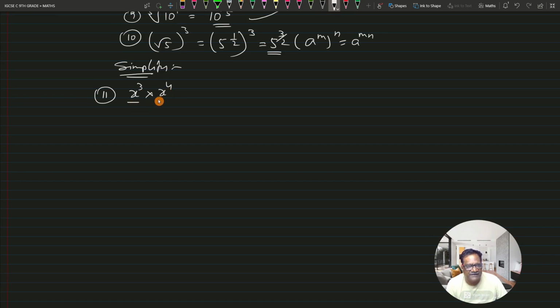But because these bases are same, we can use the law and we can write this as x raised to 3 plus 4, which is equal to x raised to 7. Is that clear? Here which law I have used? a raised to m into a raised to n is equal to a raised to m plus n. But the condition is the base should be same. And here the bases are both same, x. And that is why we made it x raised to 3 plus 4, that is x raised to 7.